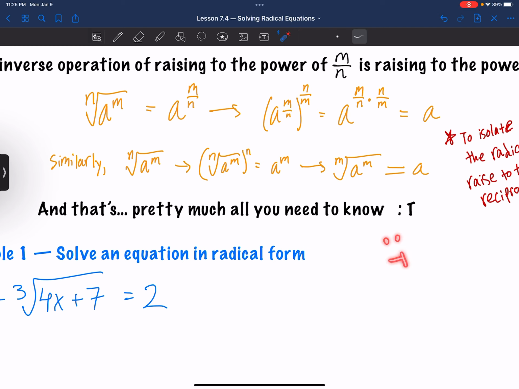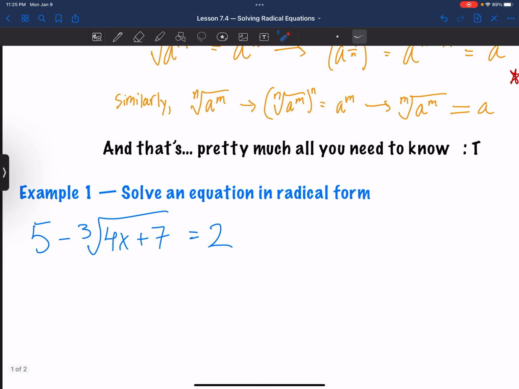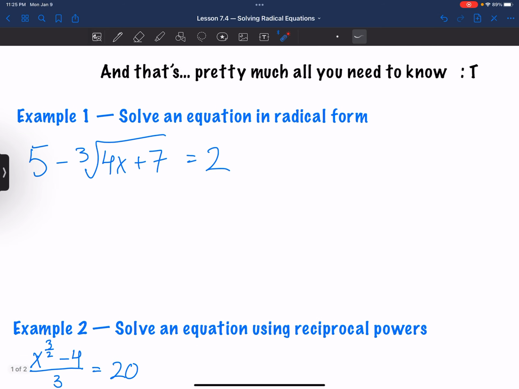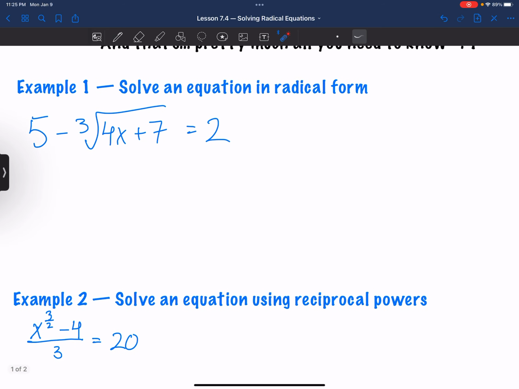Okay, so let me go through a couple examples so you might see this in action, about how we might use these reciprocal powers. Example 1 is really quite straightforward. You could probably solve this without me or even without seeing this video. But I'm going to write it using rational exponents to see how that comes into play and why that works. So let's take example 1.